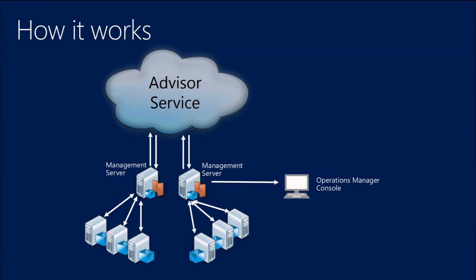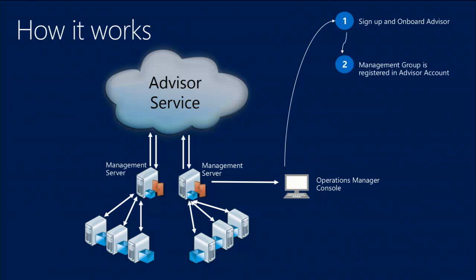And so we'll do a quick demo of that, but just to show you how this works in a more visual way. From the Ops Manager console, once you install this connector, you first need Update Rollup 2 for System Center 2012 R2, SP1 RU2, in order to install it. And you'll need to apply this update to the Ops console, the management servers, and the agents. From there, in the Ops console, you'll see an option to enable and sign up for Advisor. You can do that. That management group is registered with your Advisor account.